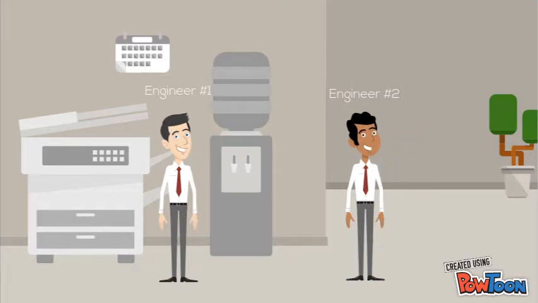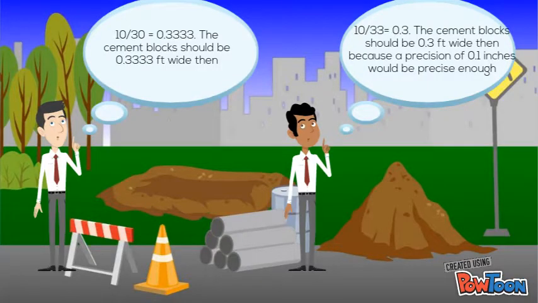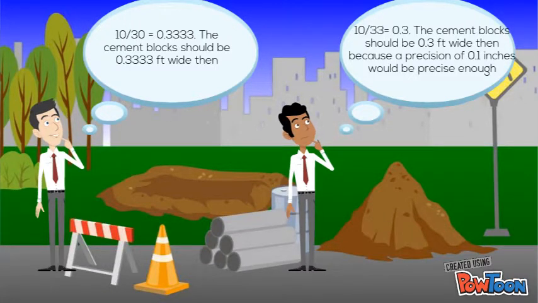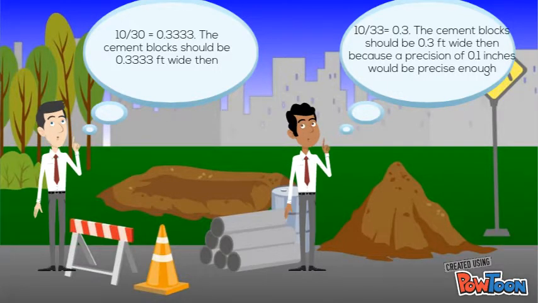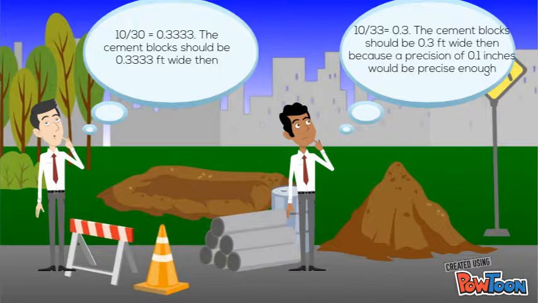Let's say there are two engineers who work for a construction company. They need to order cement bricks for a certain project. They have to build a wall that is 10 feet wide and plan to lay the base with 30 bricks. The first engineer does not consider the importance of significant figures and calculates that the bricks need to be 0.333 feet wide, but the second engineer does and reports the number as 0.3, since they figured that a precision of 0.01 feet or 0.1 inches would be precise enough for the work they were doing.